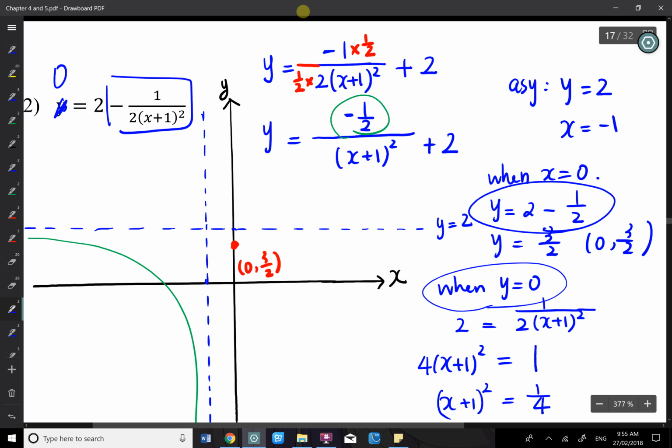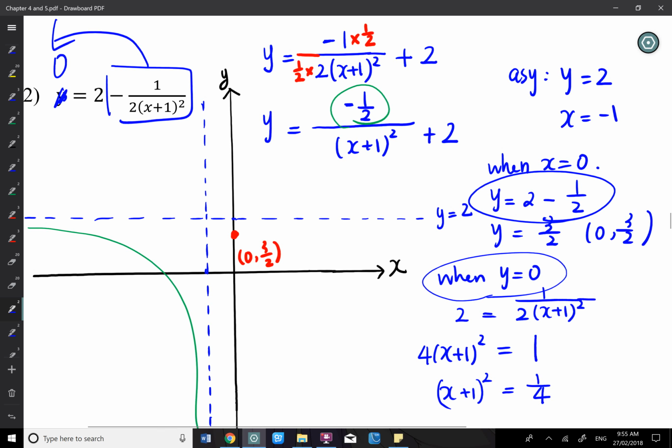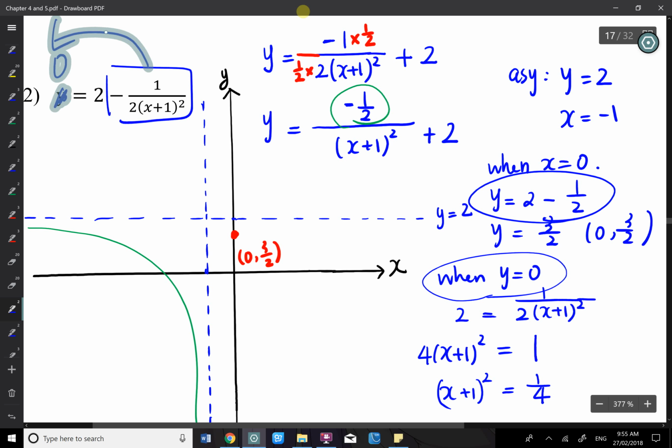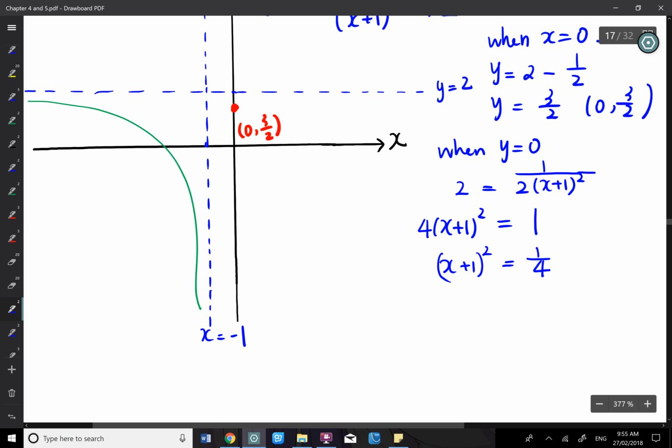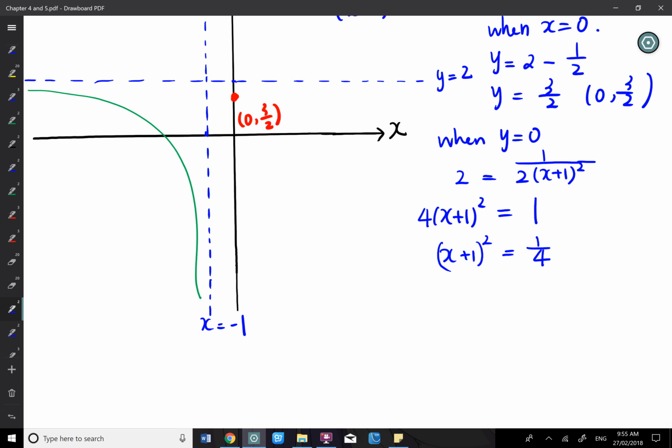Move this to that side. That's the same, 2 equals 2. Times denominator, everything on the denominator times to that side. When I solve equations, I don't like denominator. I will always times the denominator on both sides of the equation and try to get rid of it.